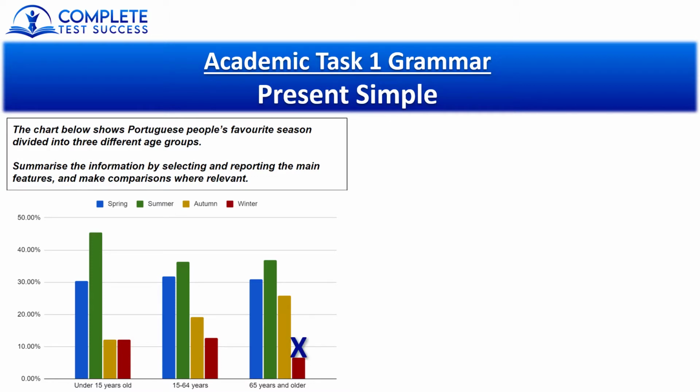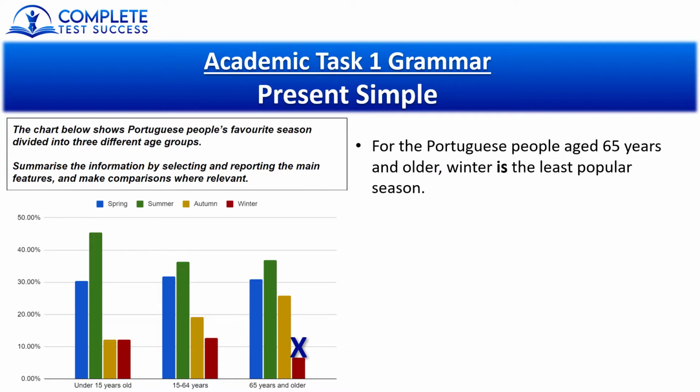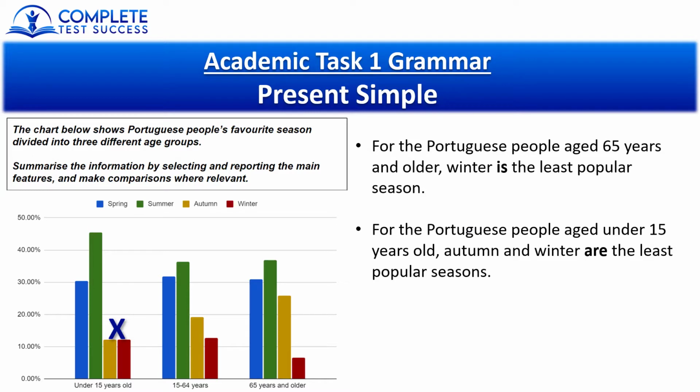To describe the popularity of winter with the oldest age group, we could say, for the Portuguese people aged 65 years and older, winter is the least popular season. Or if we want to describe autumn and winter for the youngest age group, we can write, for the Portuguese people aged under 15 years old, autumn and winter are the least popular seasons.